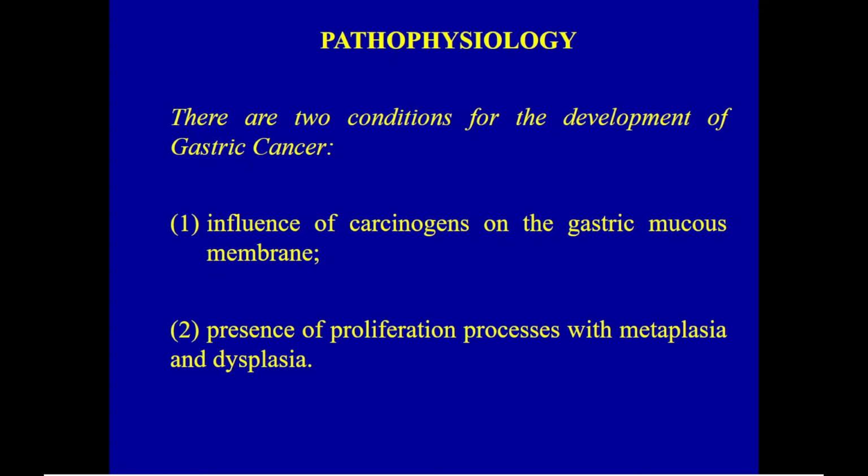Pathophysiology. There are two conditions for the development of gastric cancer: the influence of carcinogens on the gastric mucous membrane, and the presence of proliferation processes with metaplasia and dysplasia, which become malignant at the last stage.